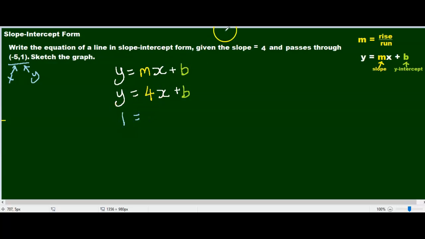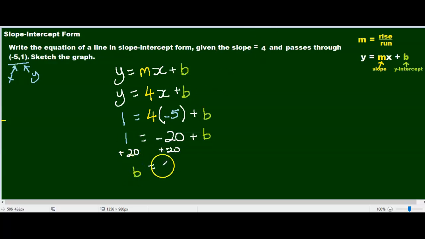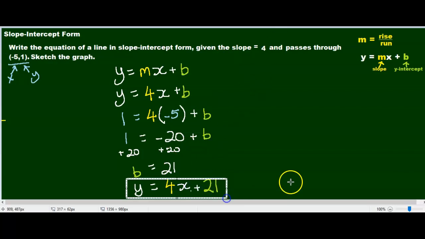And that equals 4 times my x, which is actually now -5 at that point, plus b. I still don't know what my b is yet. 4 times -5 gives me -20 plus b. I want to get rid of my -20, so I'm going to add 20 on both sides. And I can conclude that my b equals 1 plus 20, which is 21. So my y equals 4x plus 21. And that's my equation of the line.